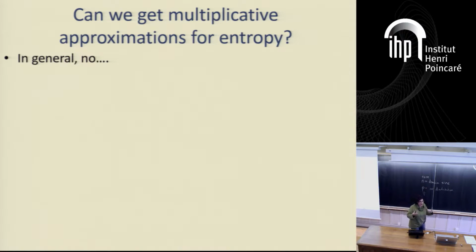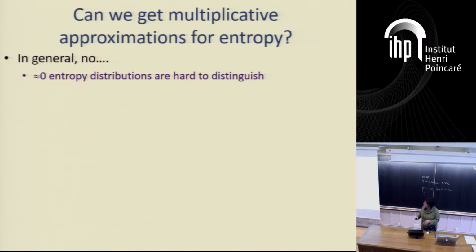Okay, so in general, you can't really get it. For kind of dumb reasons, you can't really multiplicatively approximate the entropy. And the reason is, this is sort of clear, you can't distinguish a distribution that's got almost zero entropy from zero entropy, right? Let's say you have an algorithm that takes t samples.